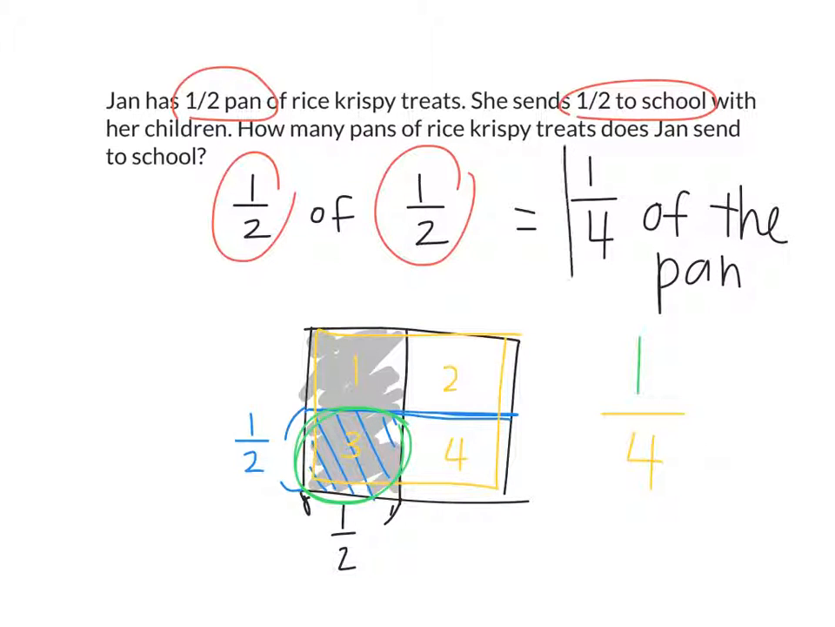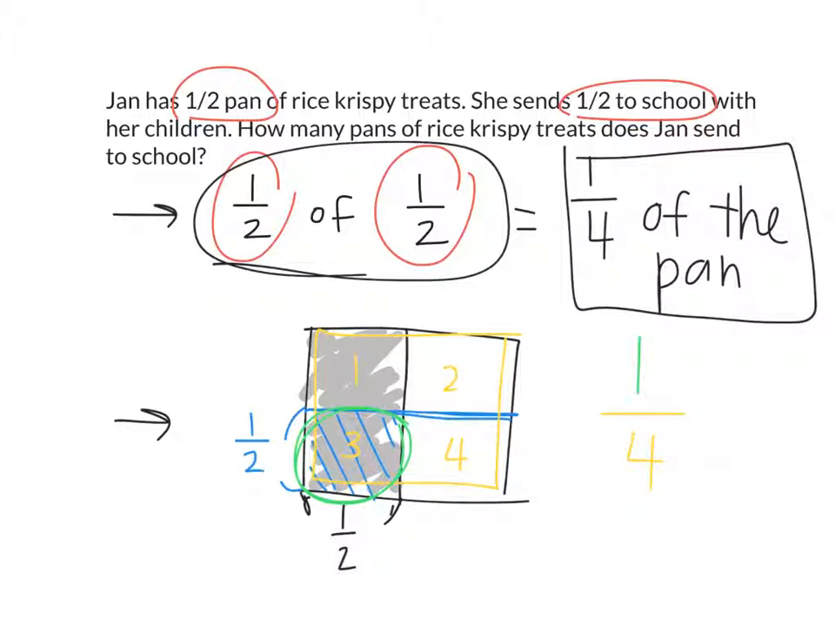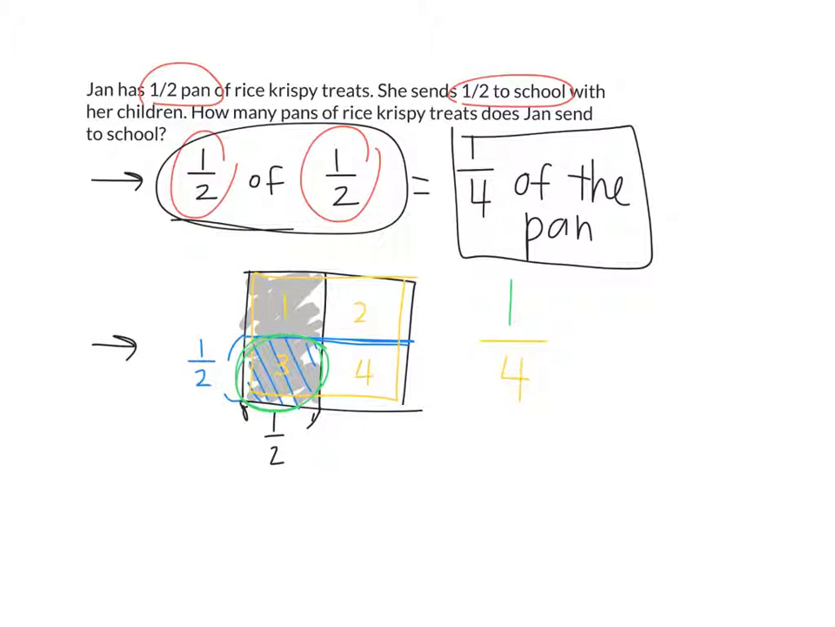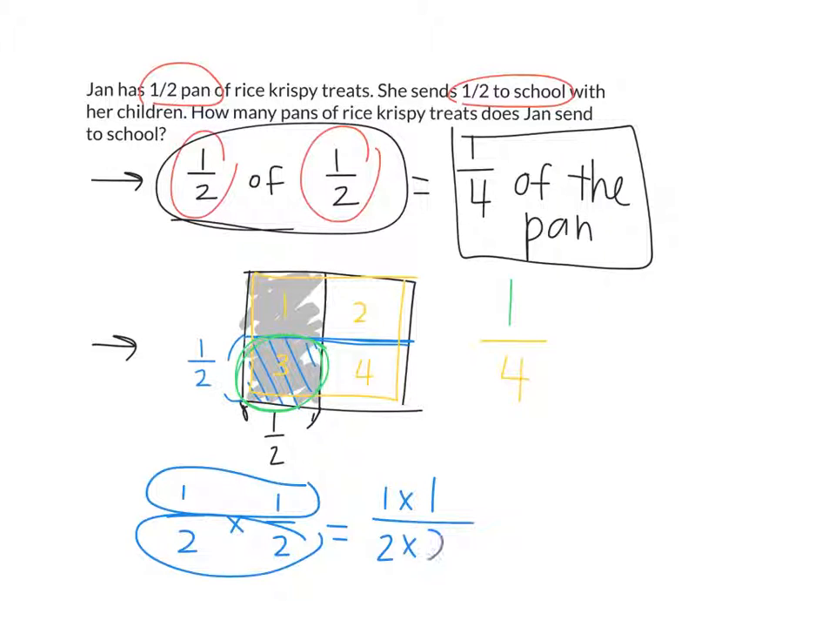How could I write that as numbers? Now we have words, we have pictures. How do I write this using numbers? Maddie? 1/2 times 1/2. You got it. 1/2 times 1/2. Now what if I want to write that as one fraction? I can write the numerators, 1 times 1, all over the denominators, 2 times 2. So what's 1 times 1? 1. What's 2 times 2? 4. So again, you can see we get the same answer using words, pictures, and numbers.